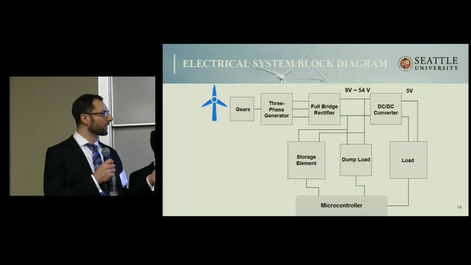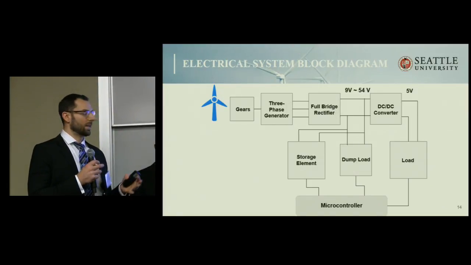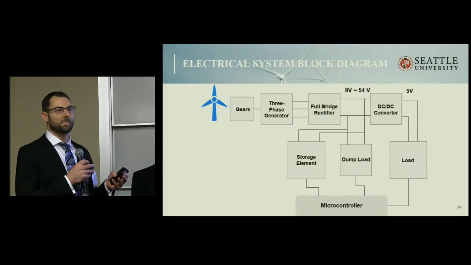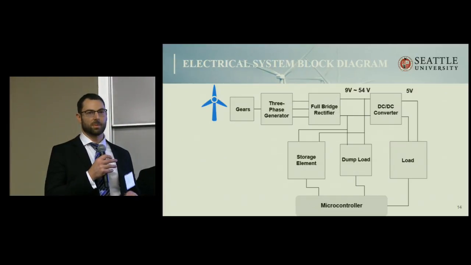We have three major components in our system: the load, the dump load, and the storage element device. Each one has an N-channel power MOSFET, essentially a switch that's controlled by a PWM signal sent by the microcontroller. As mentioned before, we are using generator current control to control the rotor speed. So that switch will control the current going through the load, in turn controlling the rotor speed.